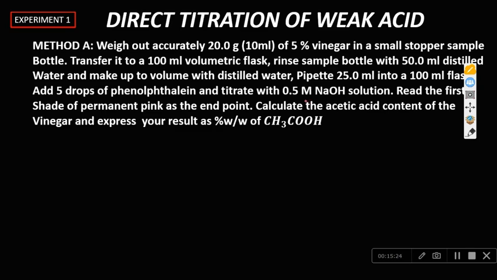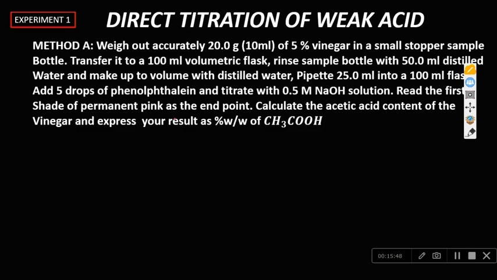That means the reaction is between what? Vinegar, which is what? Acetic acid, and what? 0.5 molar sodium hydroxide. Because all this preparation you did here was to prepare for what? Vinegar. Are you getting it now? Reacting it with how many more sodium hydroxide? 0.5 molar sodium hydroxide. Say, read the first shade of permanent pink.